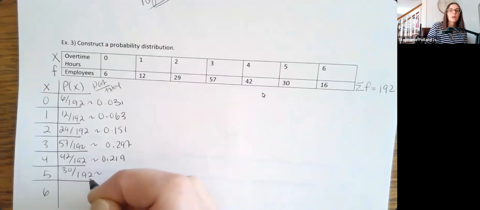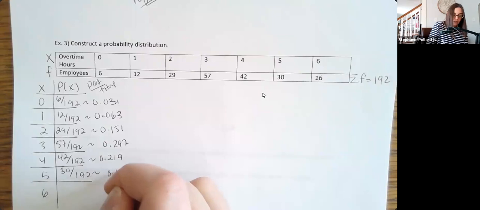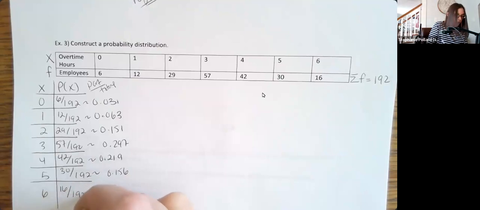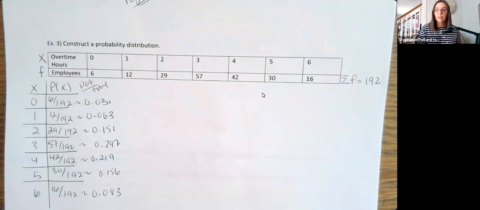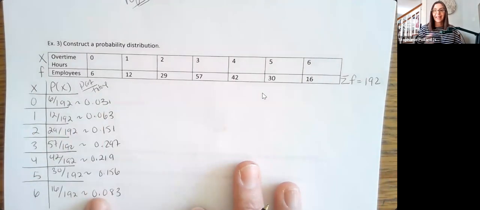For 5, it's 30 over 192, which is about 0.156. And then for the last one, we had 16 employees who had 6 hours of overtime, which is about 0.083. So this would be our final probability distribution here. So you have your X values and then you have your final probability answers.